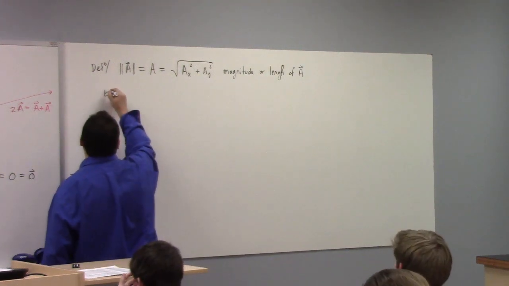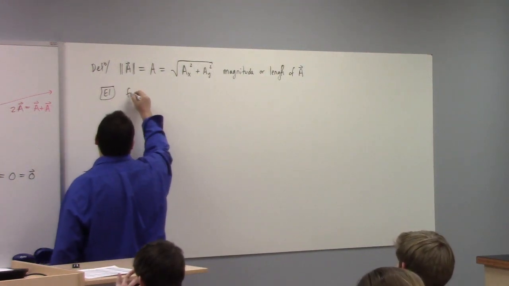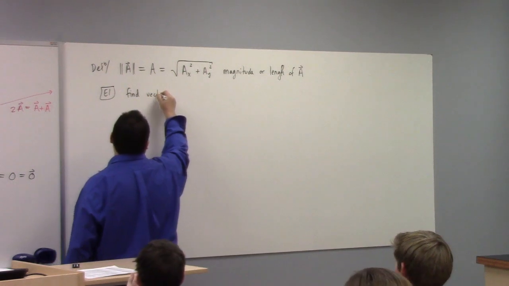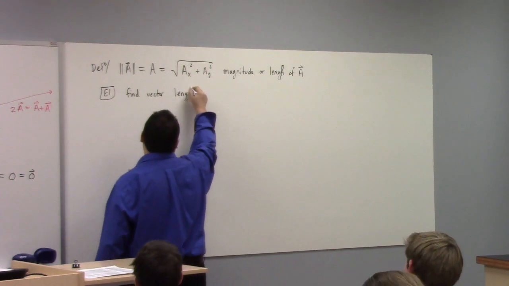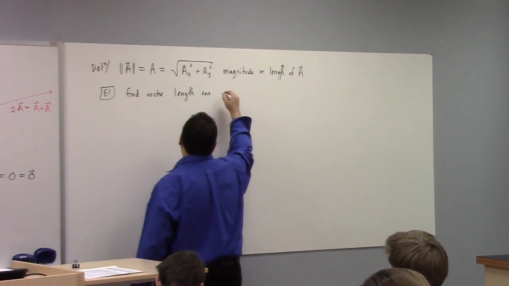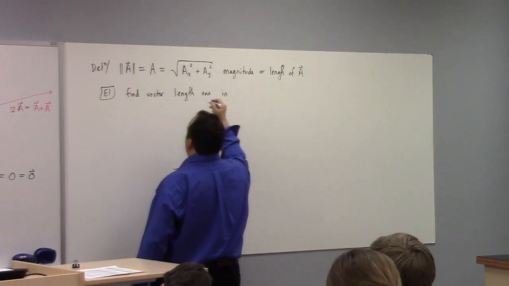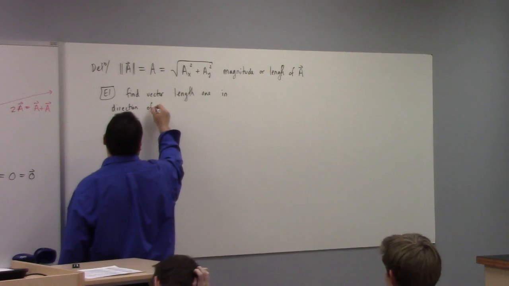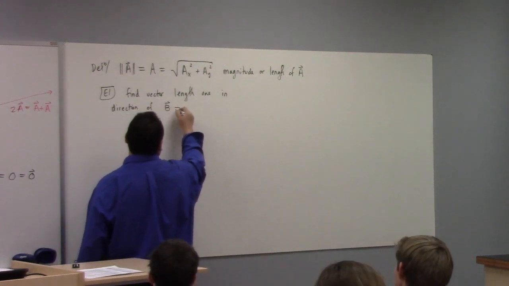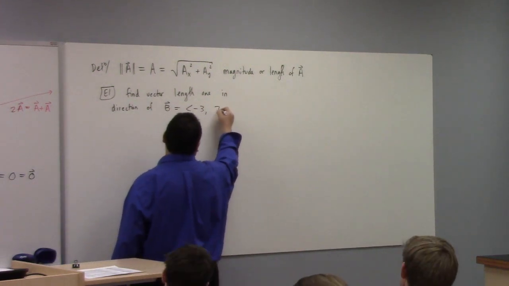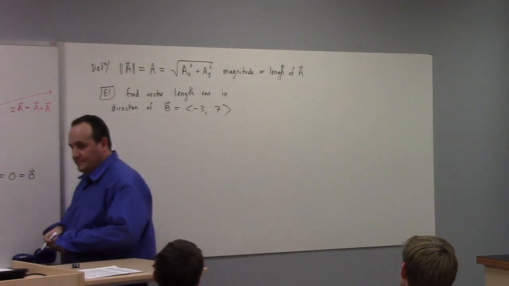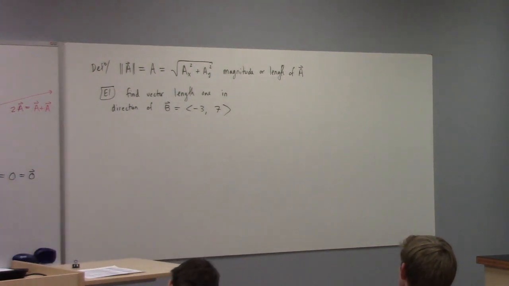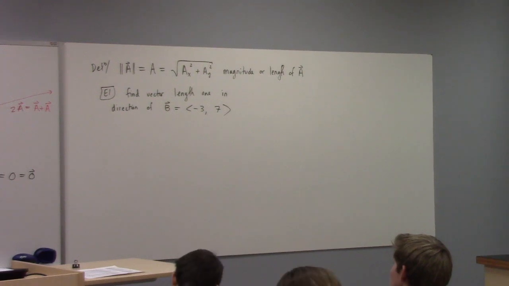So example 1. Find the vector of length 1 in the direction of, let's say, b equal to (-3, 7). By the way, I'm working with vectors which have pure numbers as components, right?